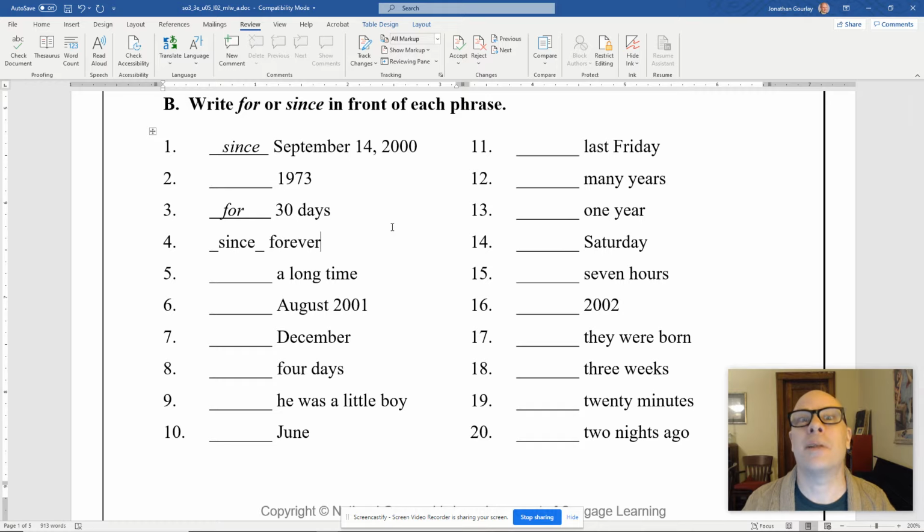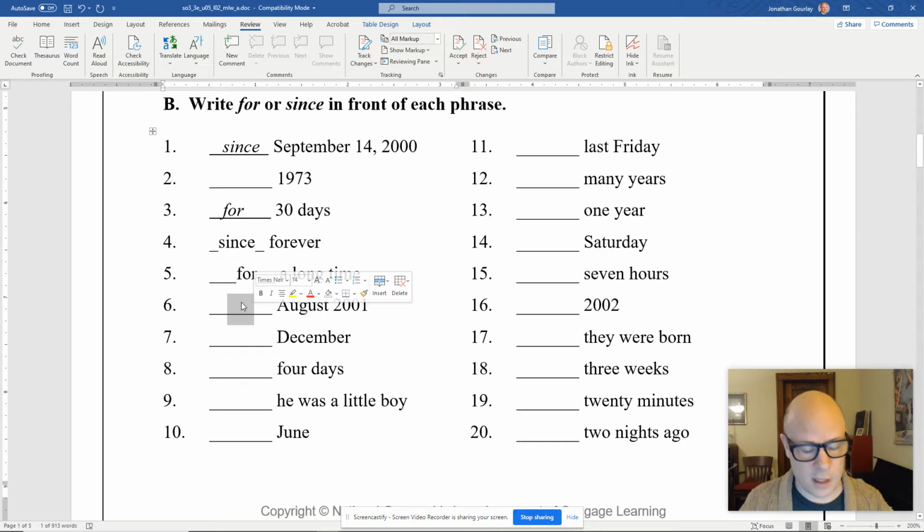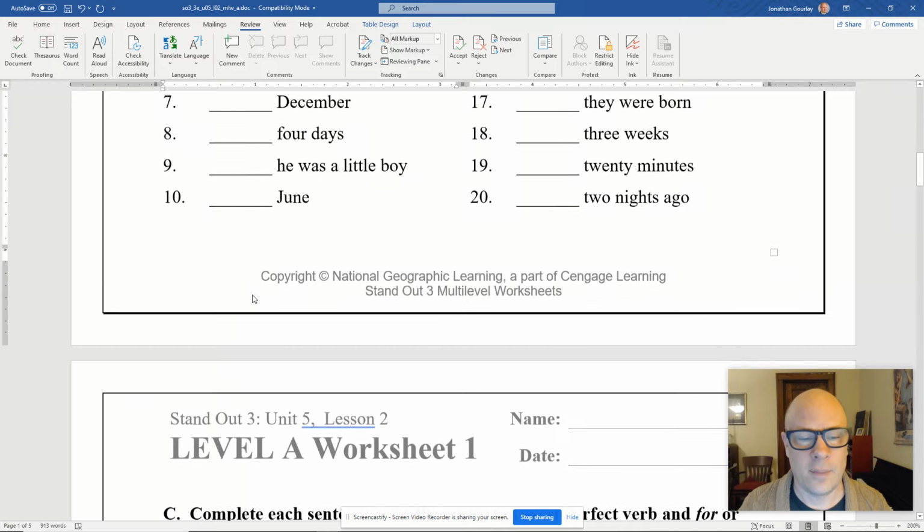Another form we sometimes speak would be since forever. You can't remember the exact time, so you'd say, "Oh, I've been studying English since forever," which just means all the time, right? That sounds a little weird. The rest of them you can do, right? So a long time is a length of time, so I'd say for. August 2001 is a specific time, so you'd put since, right?